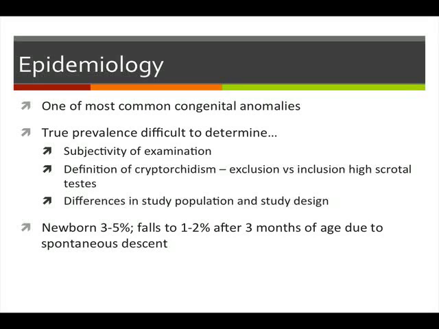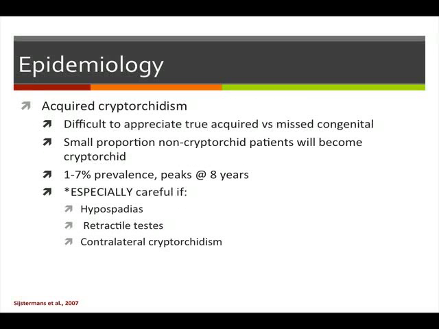Surprisingly, it is one of the most common congenital anomalies, but the true prevalence of cryptorchidism is actually quite difficult to determine. The reason for this is because there's a lot of subjectivity and differences in inter-observer examination. The definition of cryptorchidism can be quite different amongst different epidemiologic studies. Some studies will include a high scrotal testes and others will not. There are also differences in the study population and the study design itself. The overall rate reported in the literature is typically about 3 to 5% for newborns, and this decreases to about 1 or 2% after 3 months of age because they do have some spontaneous descent.